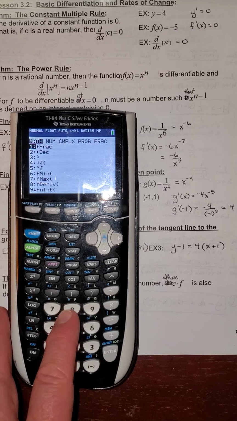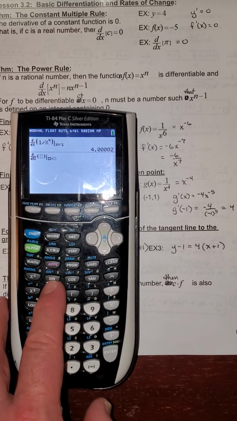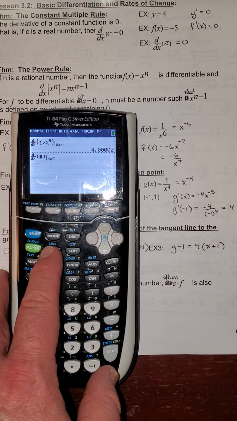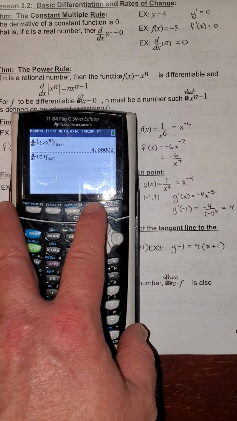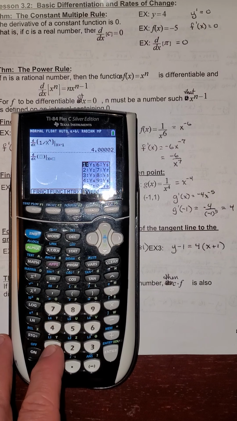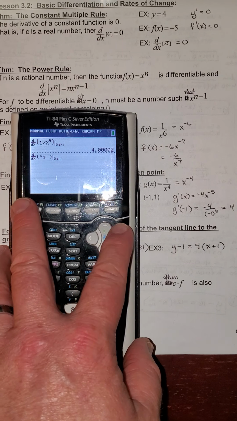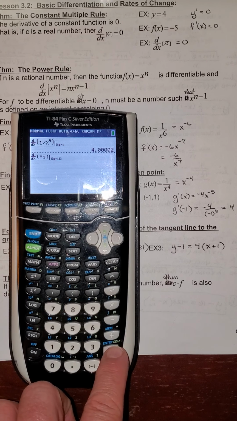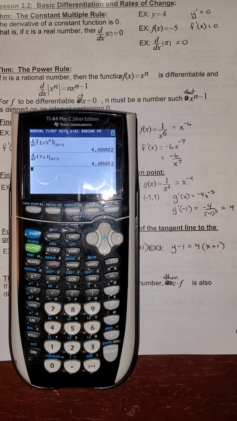I could have hit Math, number 8. I'm going to do this with respect to x. Now remember, I put my equation in y1. If you hit alpha and the trace key, you get y1 there. That's where my function is stored. And again, I'm going to plug in -1. Hit enter. And it comes out to be 4. So that's how you can find a numerical derivative on your calculator screen.